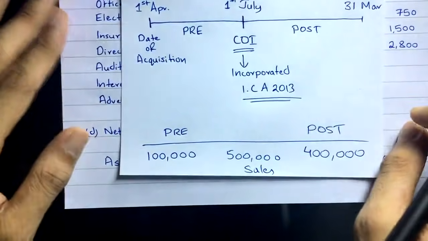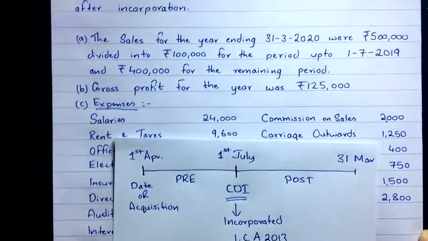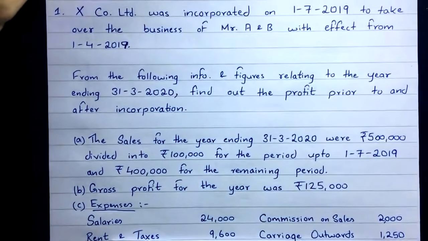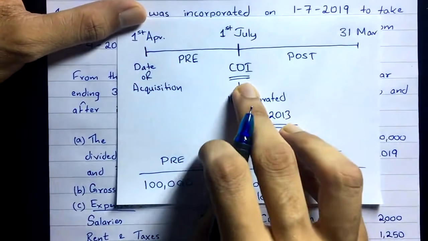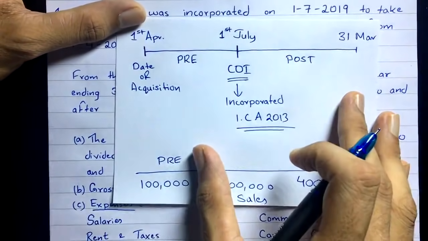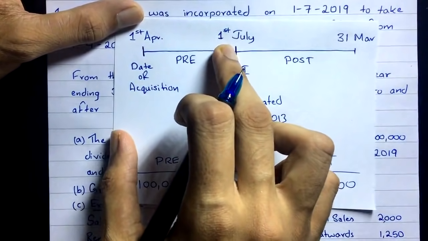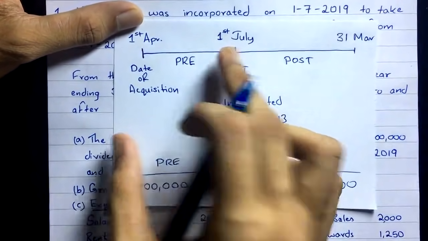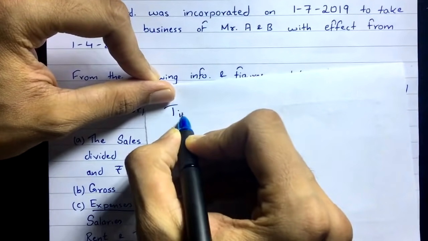So now let's solve this problem and understand how to solve the problem of profit prior to incorporation. You got the question, right? It's very simple. 1st April, the date of acquisition, 1st July, the date of incorporation, and then this is the year ending date, post period and pre period. And now one more thing we have to identify. See, 1st April to 1st July, how many months? That we need to understand, because we have to find out what is the time ratio and what is the sales ratio. So first let's find out the time ratio.